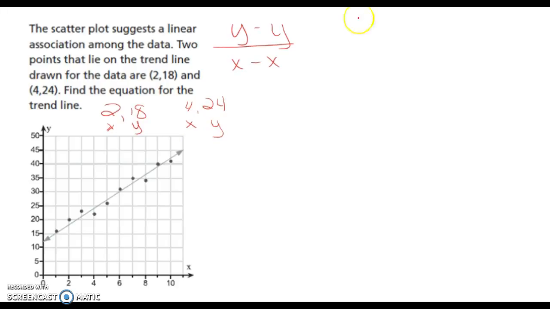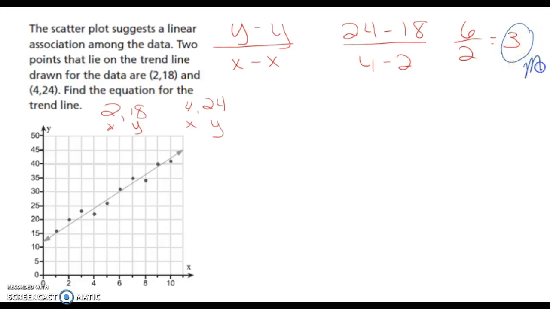So I'm going to take my big Y, which is 24, minus the 18. And then I'm going to take the big X, which starts also, I'm not just doing the 4 because it's larger, I'm doing the 4 because it's connected to the 24. So then I'm going to do 4 minus 2. In this case, as I'm working it through, I'm going to have 6 and I'm going to have 2, which is going to come out 3. Remember, if your numbers don't come out even on your slope, you are going to just use the decimal for that, but this is going to be our m.